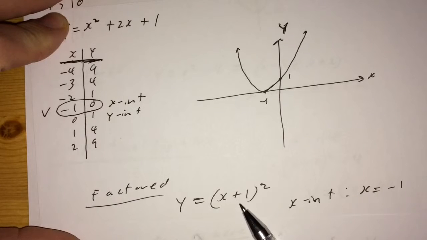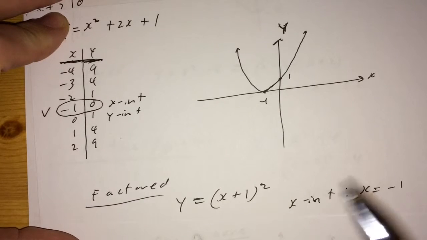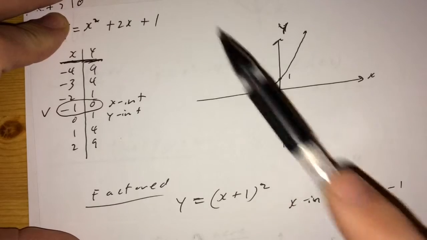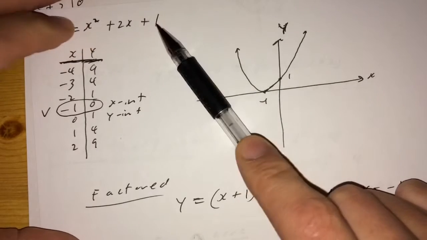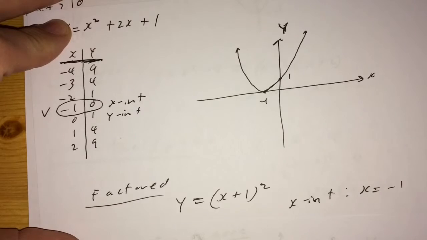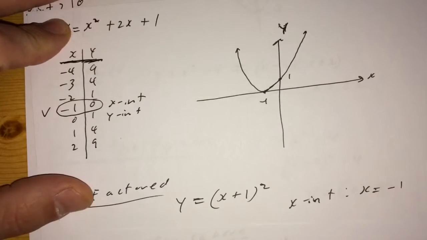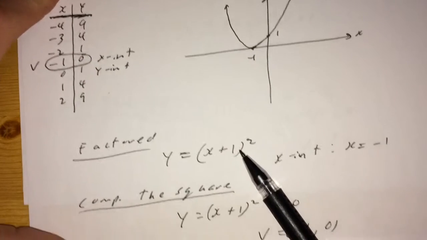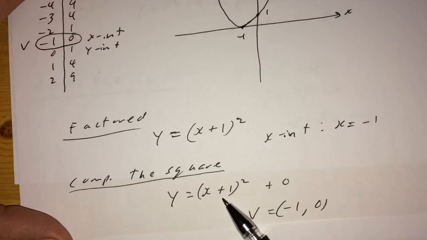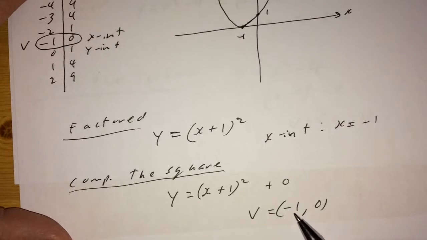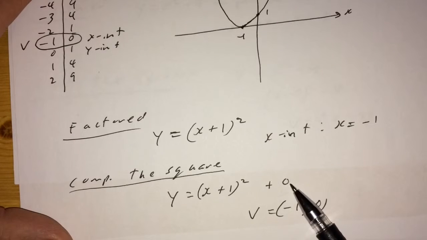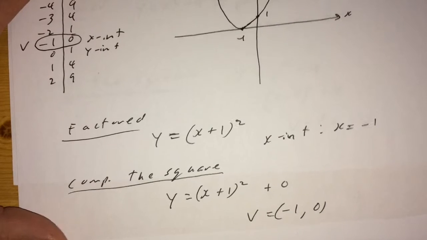And we've got one x-intercept. In a perfect square, we get one x-intercept, because there's only one value of x that makes y 0. The y-intercept comes from here. When x is 0, y is 1, so you can plot that. And it's as simple as this when you graph it. Completing the square, factored form is the same as vertex form for this one. And you get the vertex is negative 1, 0. There's this plus 0 that you don't have to have out there.